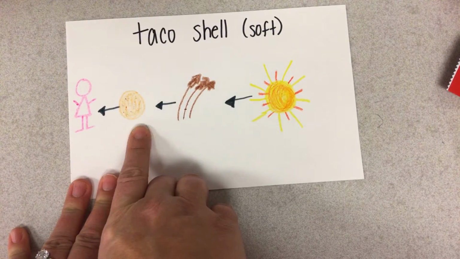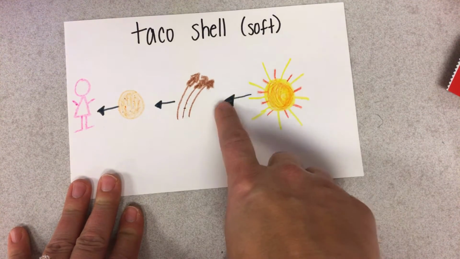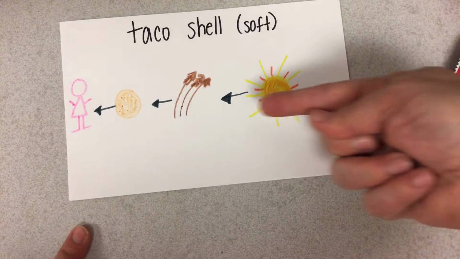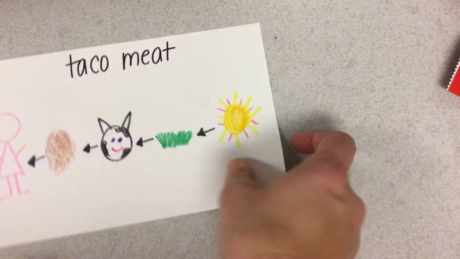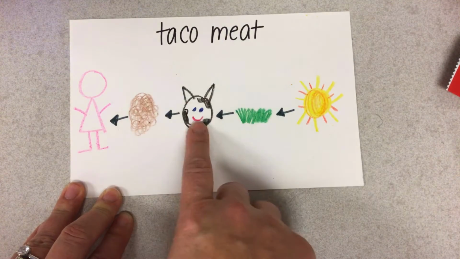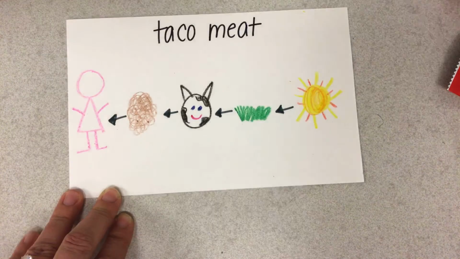The next one is, so I had tacos, and so here is what I have here. I eat the taco shell that came from the wheat that came from the sun. And remember, the sun is giving the energy. And I know I'm kind of saying it a little bit backwards, but we just want to make sure the arrows are pointing that other way. Okay. And then here, inside my taco, I had taco meat. So I ate the taco meat, which came from the cow, which ate the grass, which got the energy from the sun.